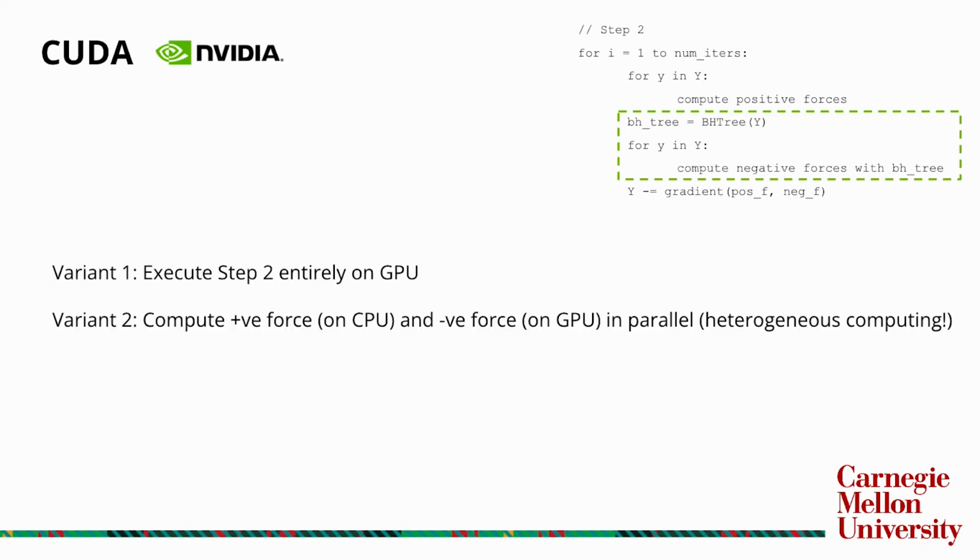Based on this, we implemented 2 variants. In variant 1, we implemented 2 additional kernels for positive force computation and gradient computation, such that the entire step 2 executes on GPU. This reduces memory transfer to and from the GPU. In variant 2, we compute positive forces and negative forces in parallel, where positive forces are computed by CPU and negative forces are computed by GPU.